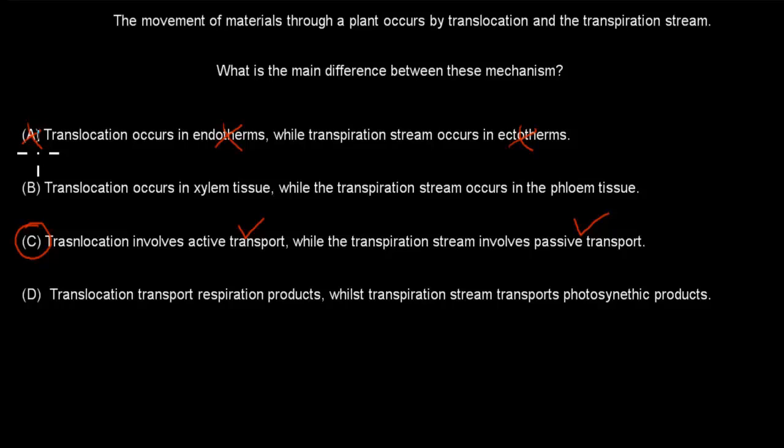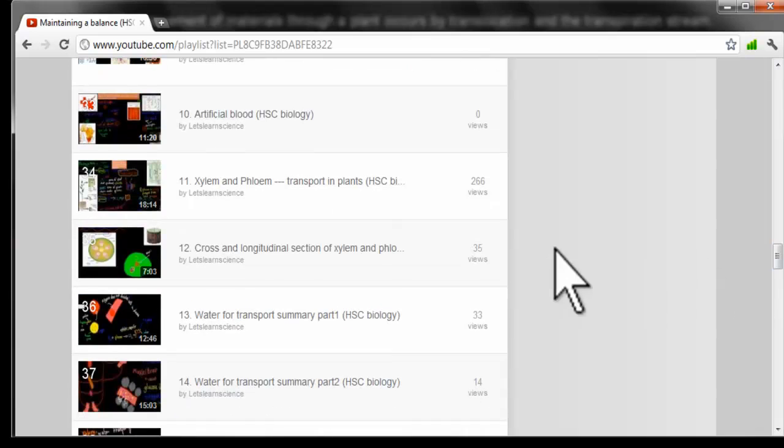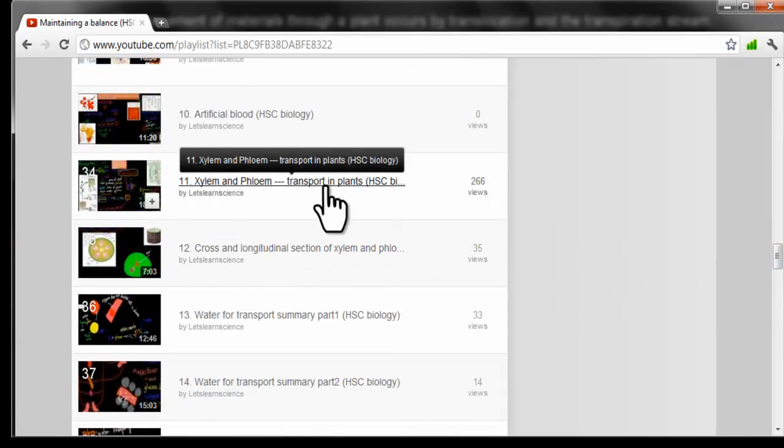So A is incorrect. B is incorrect because translocation occurs in xylem tissue. That's false. It occurs in phloem tissue. And D is incorrect because transpiration stream transports photosynthetic products. It's false. It transports water. So C is correct, and that comes from video number 11, xylem and phloem transport in plants.